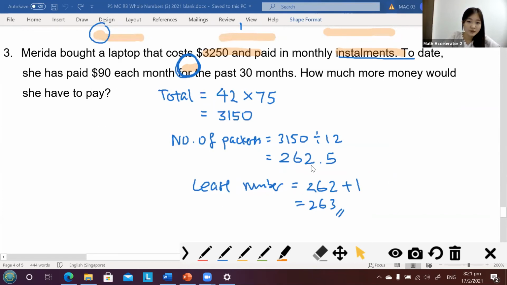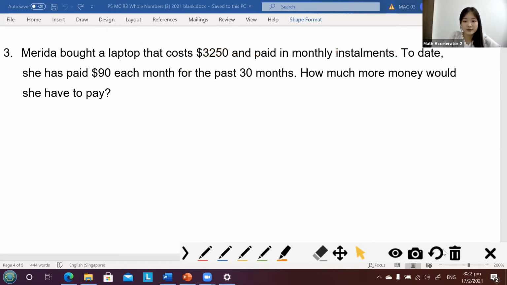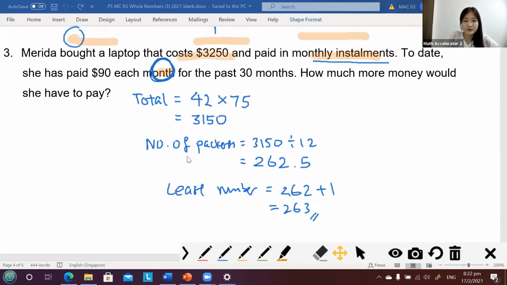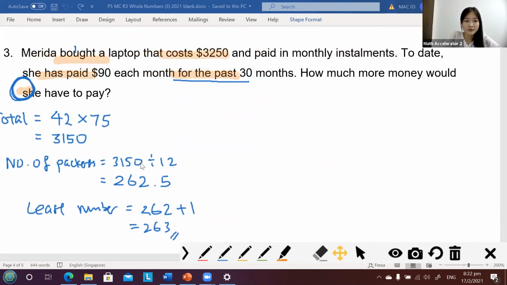Okay, it doesn't matter, as long as there's a remainder, you just need to add one. Okay, question 3. I'll leave this here a bit longer.